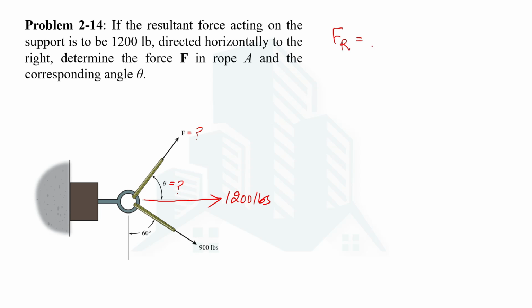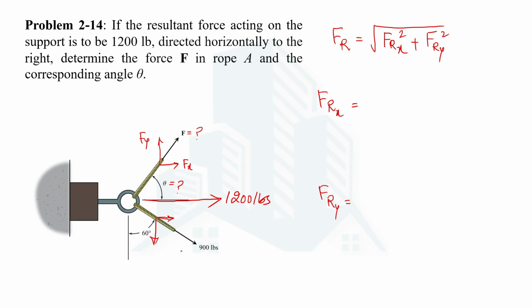This can be determined if we know the magnitude of the X component of the resultant force and the magnitude of the Y component of the resultant force, both with the help of squares. Now, how will this FRX be determined and how will the FRY be determined? First of all, the components of F would be like Fx, which will be here, and Fy, that will be over here. Similarly, the direction of the horizontal component of 900 pounds force will be this direction, and the Y component will be in this direction.